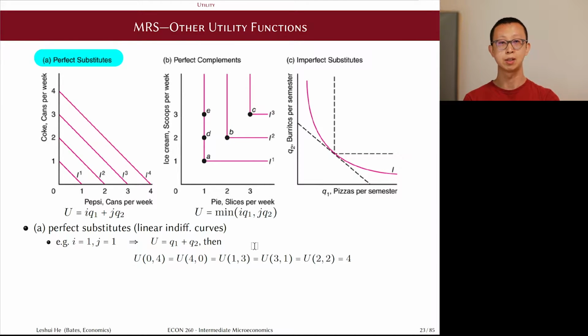But now guess what? Once we have this utility function, q1 and q2 can be perfectly swapped by each other. And this is what I mean by that. If I have 4 units of good 2 and no units of good 1, or the other way around, or 1 unit of good 1 and 3 units of good 2, or 3 of good 1 and 1 of good 2, or 2 of each, all of these combinations are simply going to give me exactly the same amount of utility of 4 units. And that's coming from this utility function.